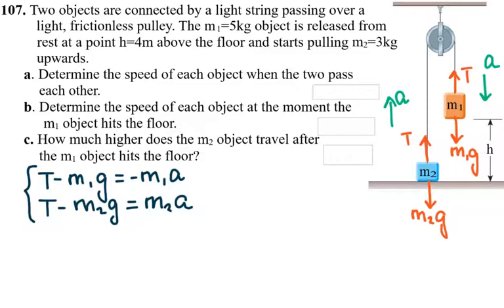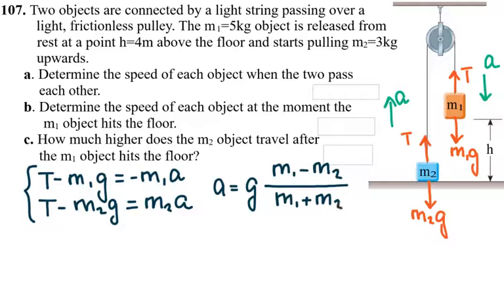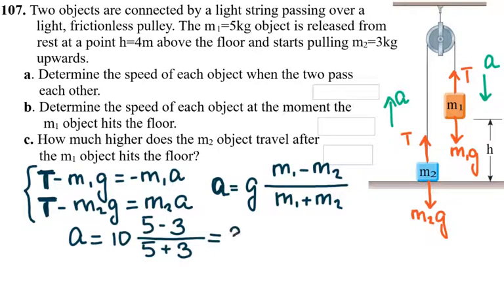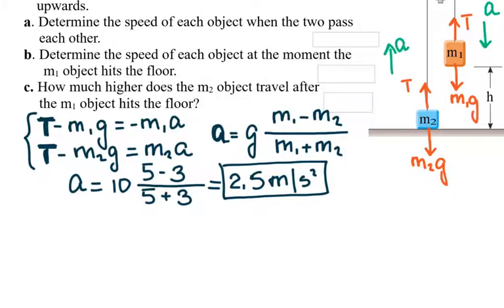Now, if I solve for acceleration, I am going to have g times (m1 minus m2) over (m1 plus m2). What you have to do is set the tensions equal to each other. I think I did it in the lesson for dynamics number 2. You set them equal to each other, and then your acceleration is going to be equal to 2.5 meters per second squared. So that was the answer for A.